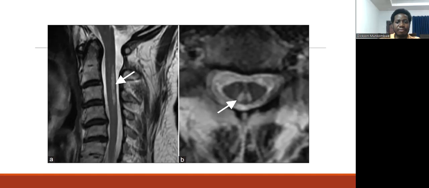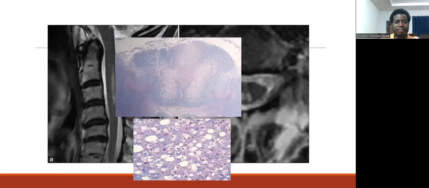And this is a longitudinal segment showing a hyperintensity in the posterior part of the spinal cord, longitudinally extensive over 2 segments. And then this is the histopathology, where you find nerves with vacuoles asymmetrically distributed among them, and pallor of the myelin.